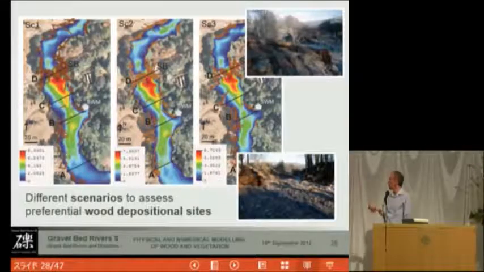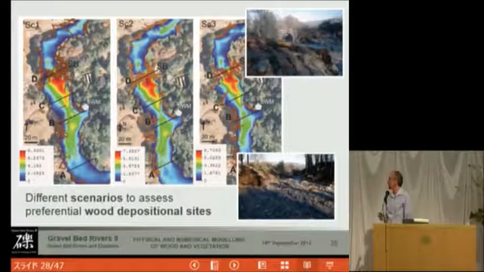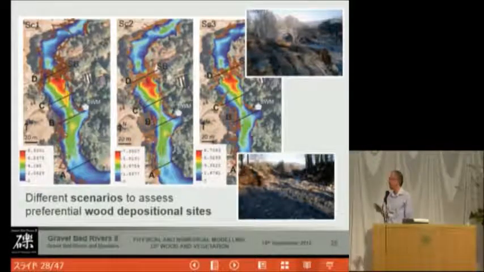Of course, the model then can be calibrated and validated looking at field data. This is not an easy task because you cannot think that a model like this can reproduce exactly where the log is deposited. But of course, you can identify preferential sites for deposition. So the calibration is not so straightforward, but it is possible.